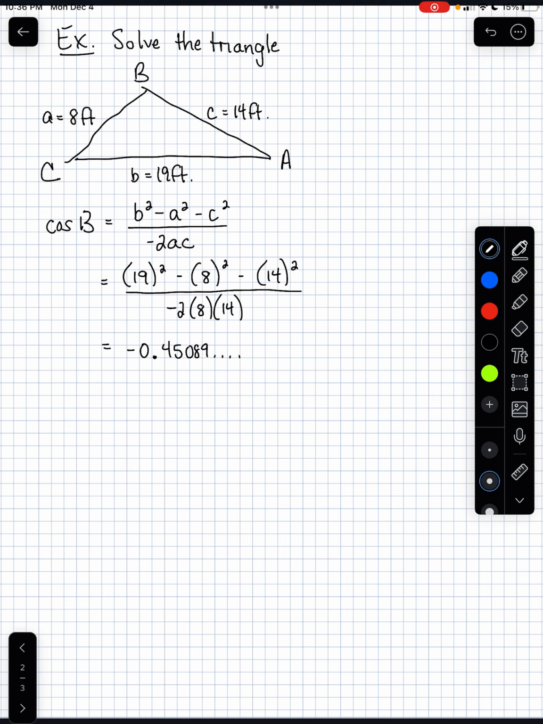Now, we're not going to round this off, because we aren't done quite yet. What we now have is that the cosine of B is equal to negative 0.45089, etc. And the only way we're going to get angle B out of this is to use the arc cosine. So B would have to be the arc cosine, or the inverse cosine, if you prefer to use that, of our previous answer, which is why I haven't rounded it yet.